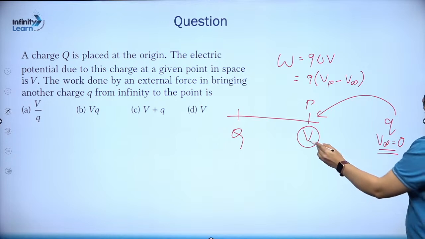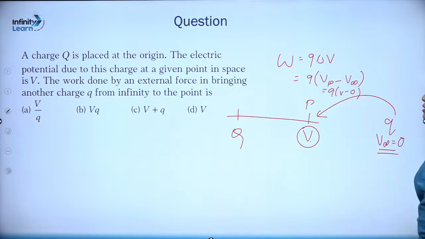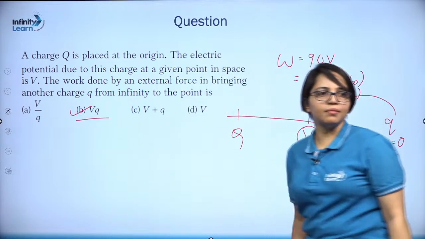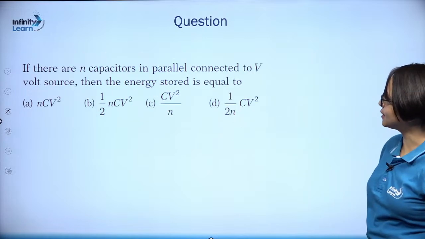So potential of point P is V. So it is just Q into V minus 0. So it is QV, right? So yes, correct answer is option B. Well done guys, well done. Good job everyone. Now next is this one.